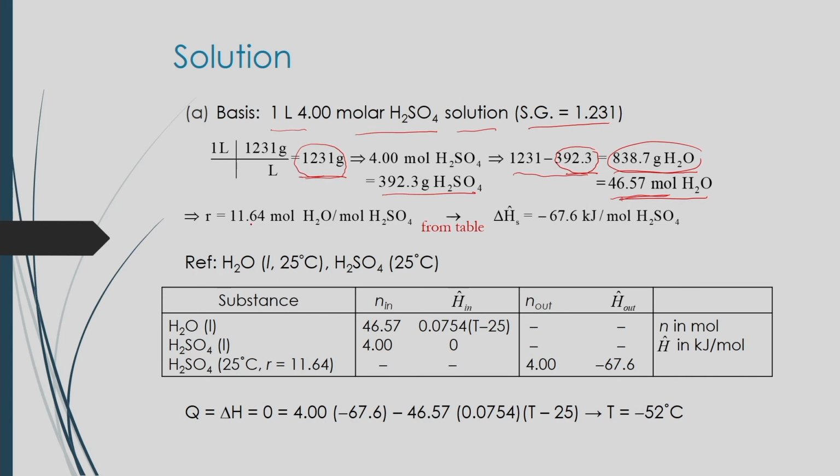As per this calculation, it is 11.6 mole of water per mole of sulfuric acid, by dividing 46.57 mole of water by 4 moles of sulfuric acid, which simply gives 11.64 mole of water per mole of sulfuric acid. This is your ratio. Now, this ratio will give you the heat of solution. The heat of solution comes as minus 67.6 kilojoule per mole of sulfuric acid.